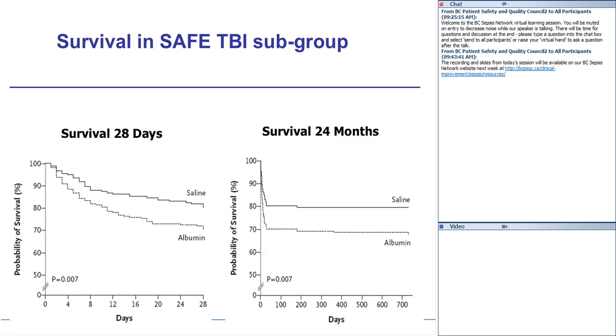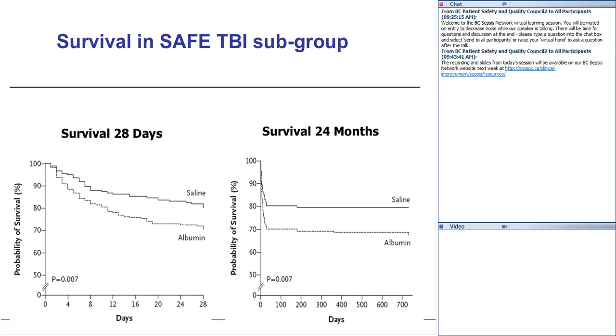Baseline characteristics between the two groups look pretty similar. And in this subgroup analysis, there was a remarkable signal at 28 days and at 24 months where survival in the albumin group as compared to the saline group was actually reduced. So colloid in this setting of traumatic brain injury may be associated with harm, and specifically, in this case, albumin.